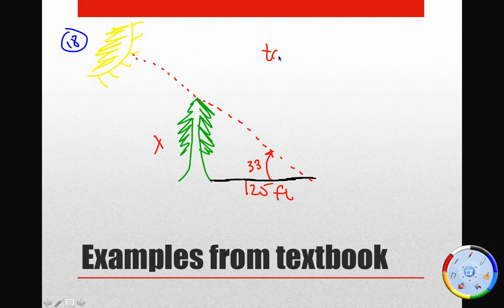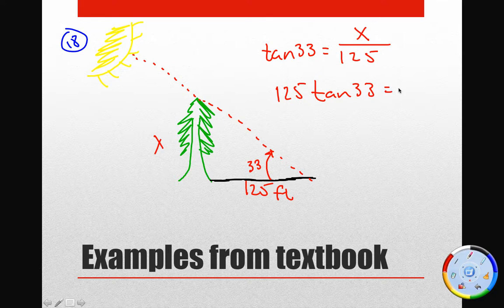So we have tangent of 33 is equal to x over 125. Multiply both sides by 125 equals x. X is approximately equal to 81.18 feet.